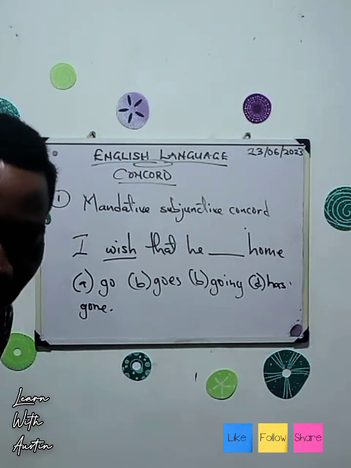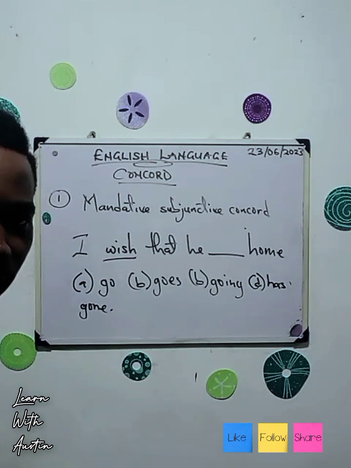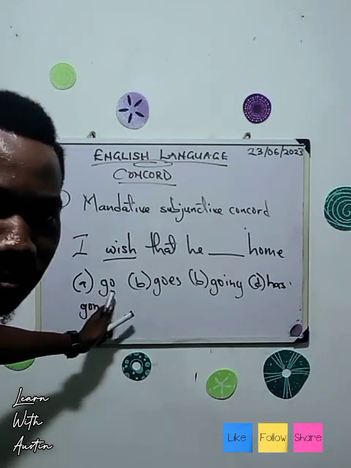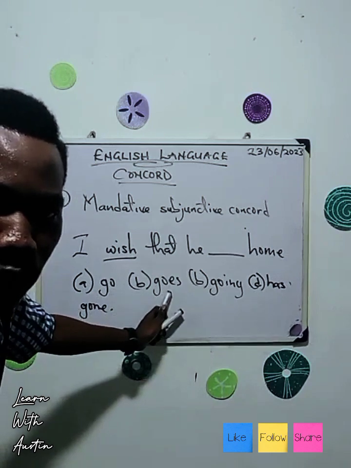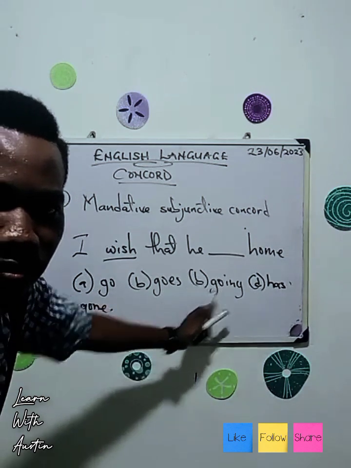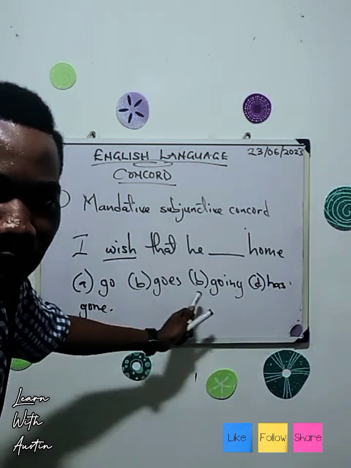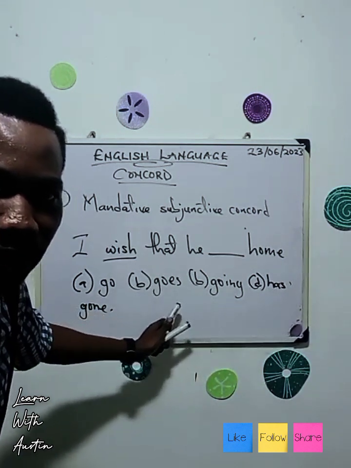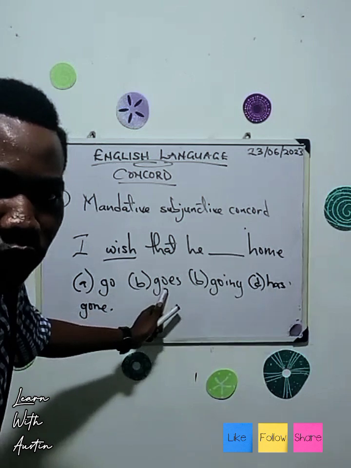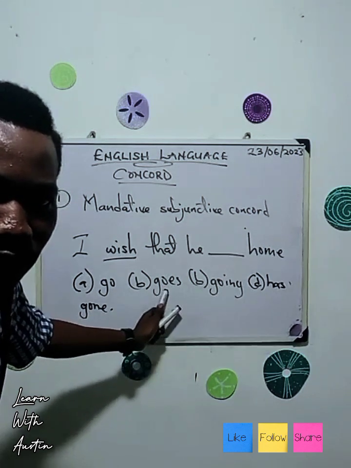Hello, Larax, good evening to you. Welcome. Chris says A, I wish that he go home. Abigail says B, goes home. Timmy says D, has gone home. Vikiela says B, goes home. Evelyn says D, has gone. B, goes. Chris, B, goes.